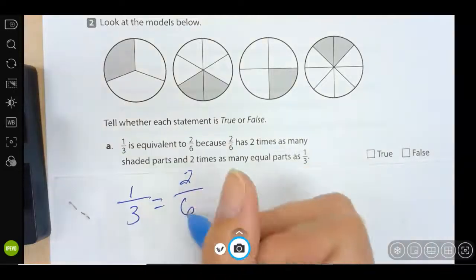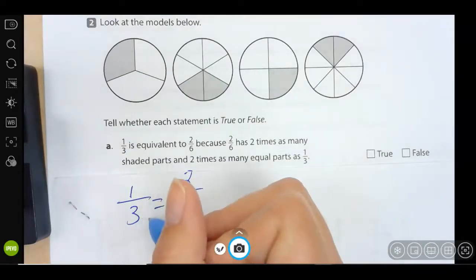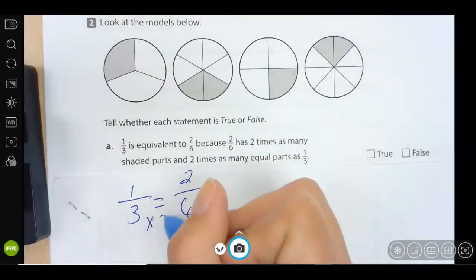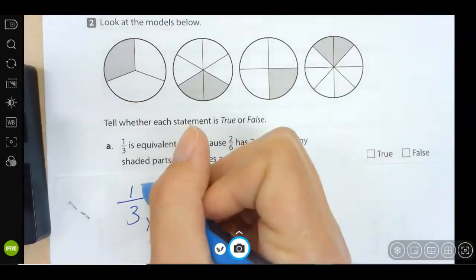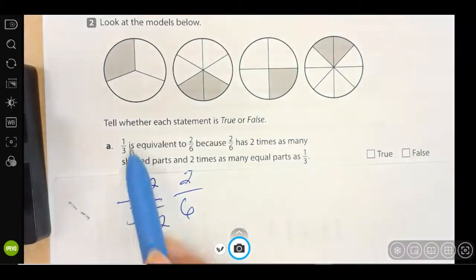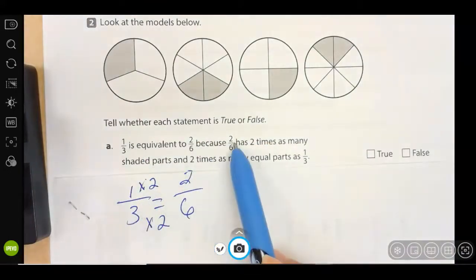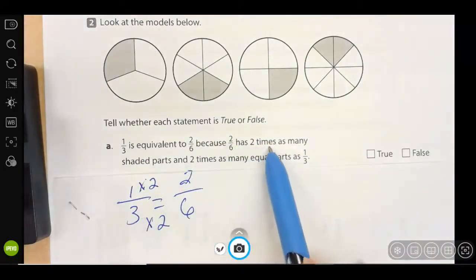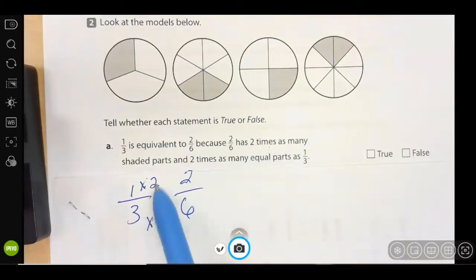Noah, how did you get from 3 to 6? I times 3 by 2. Good. So what do you multiply the top number by? Times 2. Okay. So 1/3 is equivalent to 2/6 because 2/6 has 2 times as many parts. Did we multiply by 2, guys? Yes. So would A be true or false? True. Good.